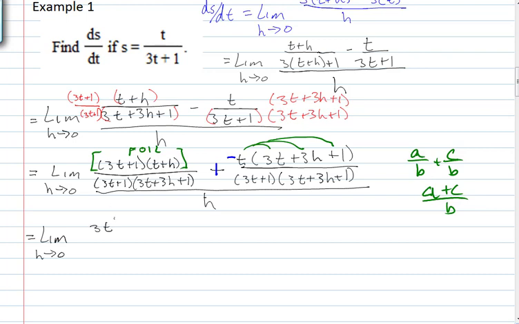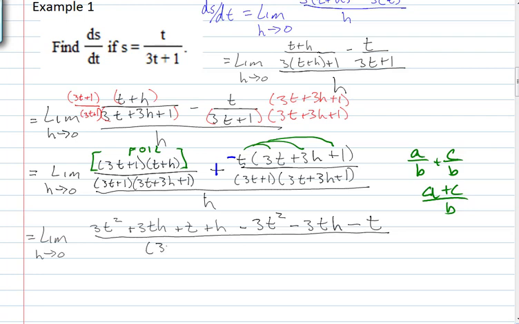going to get 3t squared from my first terms. When you multiply the outside terms together, you get plus 3th. Inside gives us plus t. Last gives us plus h. There we go. This is all from the first term. Plus, now I'm going to distribute that negative across here. So that's going to be minus 3t squared minus 3th minus t all over our common denominator, which is 3t plus 1 times 3t plus 3h plus 1.